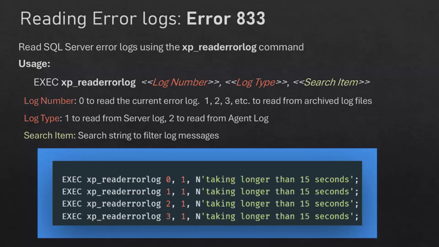And the log type parameter is nothing but, there are two types of logs that are generated. One is the server log and the other is the agent log. We need to search the server log. And again, the search string is the same, taking longer than 50 seconds. So this stored procedure will return the error log entries, showing how many times this error has been logged in your error log. And based on that, you can identify that your IO is under pressure and you need to look into that.